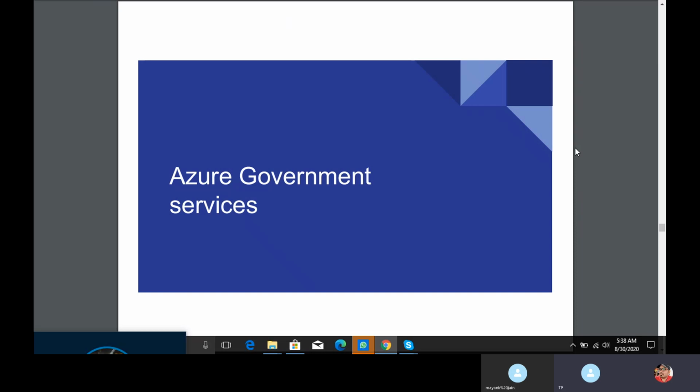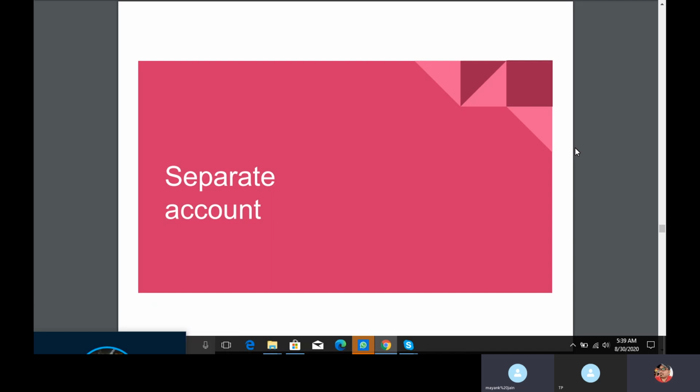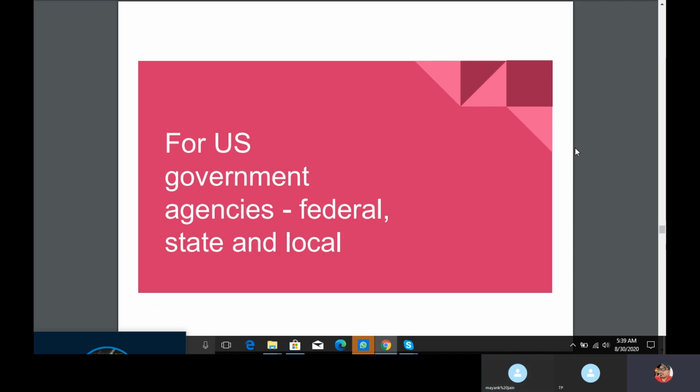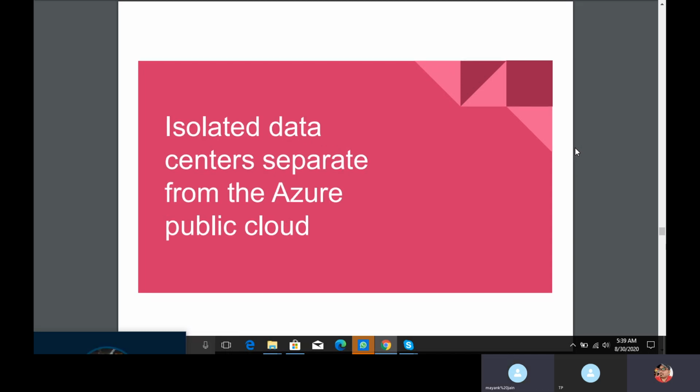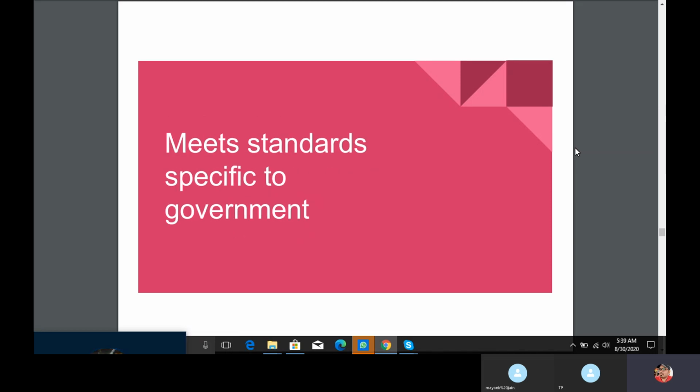Okay, Azure government services. What do I mean by this? The government uses those services, and they have a separate dedicated data center. They have a separate dedicated account. Those rules are applicable to the Azure government accounts or regions, not to us. The people who belong to Azure government agencies, federal, state, or local, may be part of the Department of Defense. They are isolated data centers separated from the Azure public cloud. They are dedicated data centers that meet the standards specific to the government, meaning whatever demands are made by the government are satisfied. That's why such things are possible.